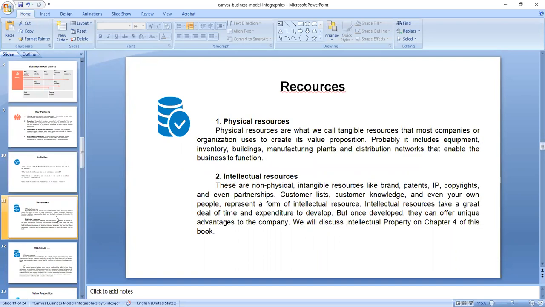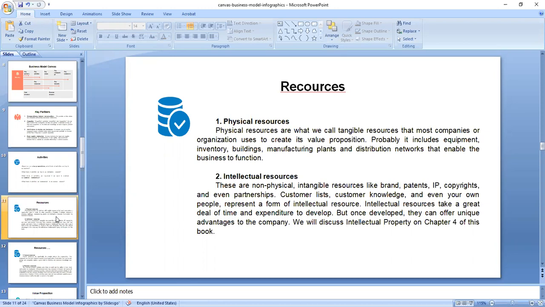Then we go to the resources. So our resources damo, although ginhampal naman to, it could be material, it could be talent, it could be money. So when we go to physical resources, these are the tangible resources that most companies or organizations use to create its value proposition. Probably it includes the equipment, inventory, the building, the manufacturing plants, and distribution networks that enable the business to function. The tangible, so something that could be seen.